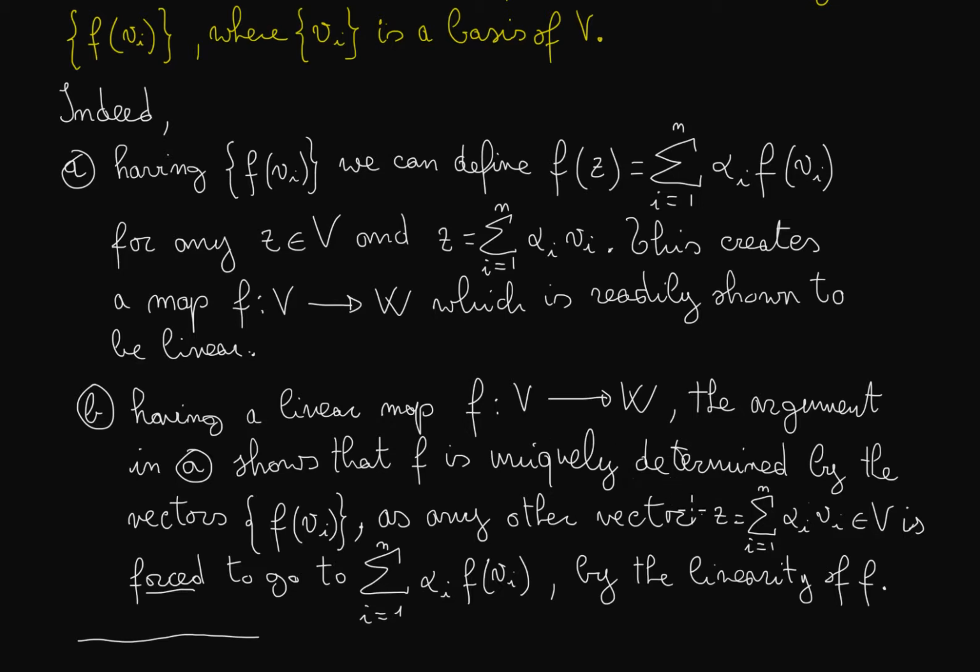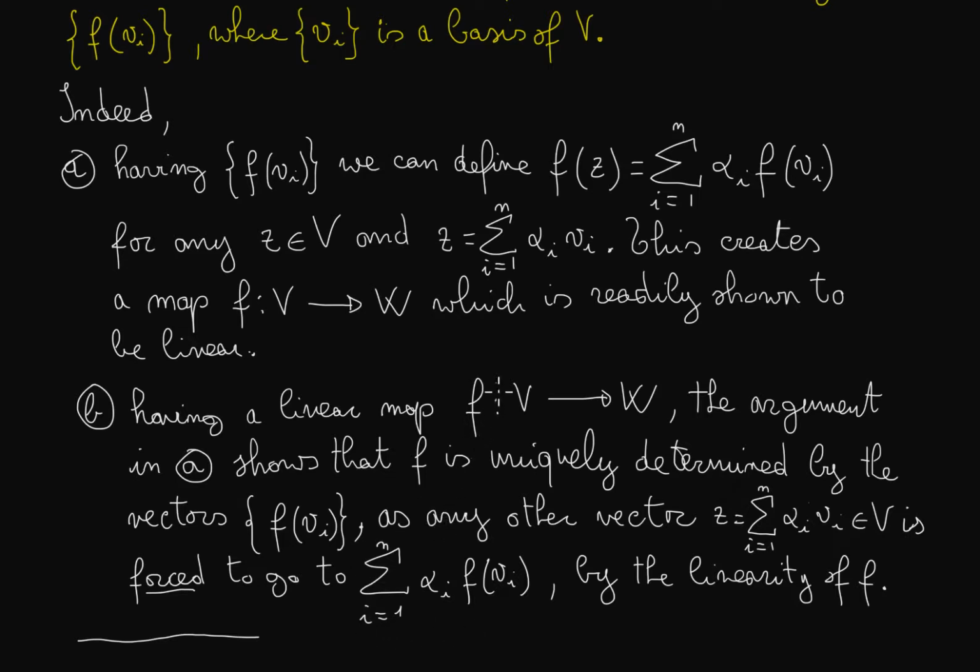Since any other vector z different from the vi must go to the following image: the linear combination of f of vi's with coefficients alpha i, where alpha i is the unique linear combination expressing z in terms of the vi. There is no escape to this. So once f is assigned on a basis of V, all the other vectors are forced to go to this linear combination.